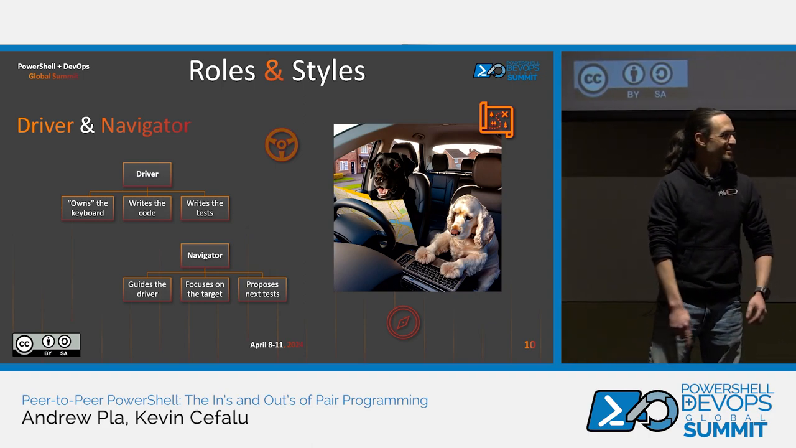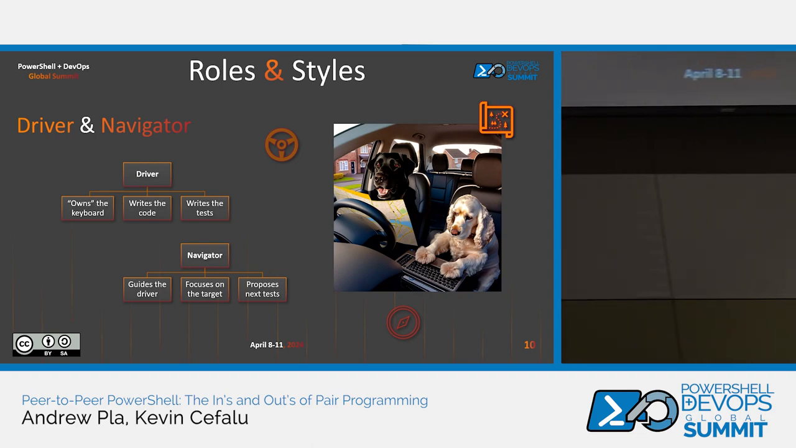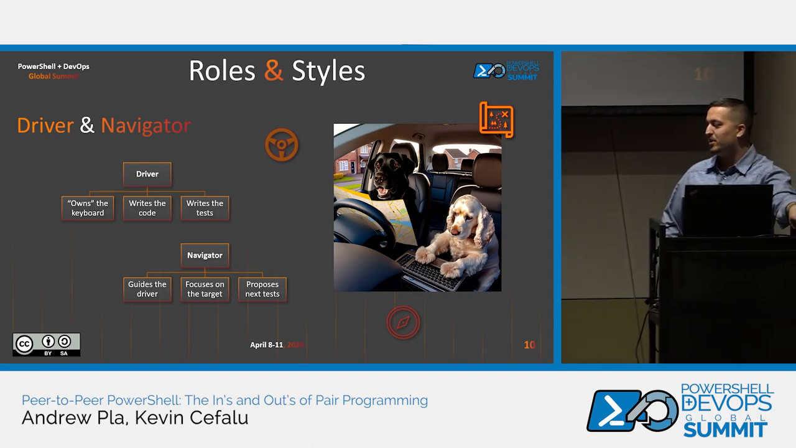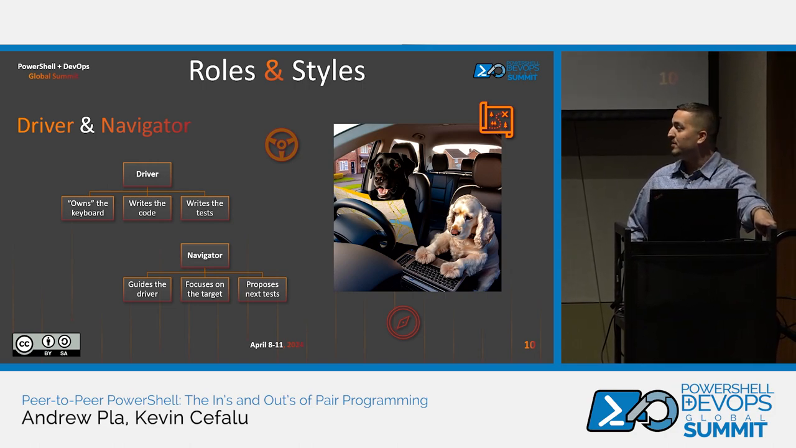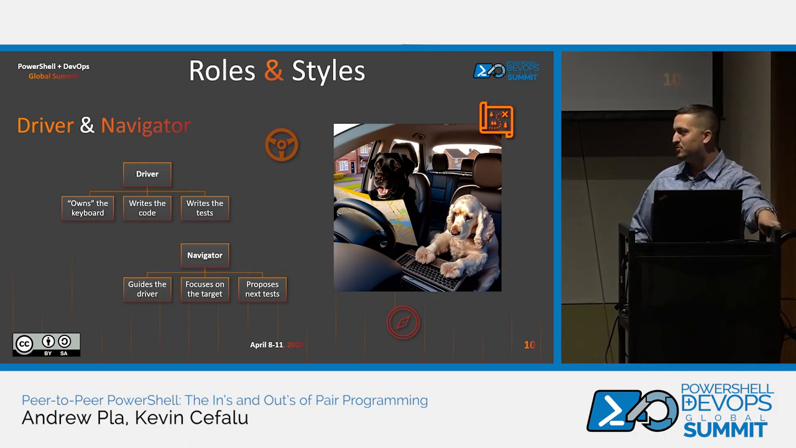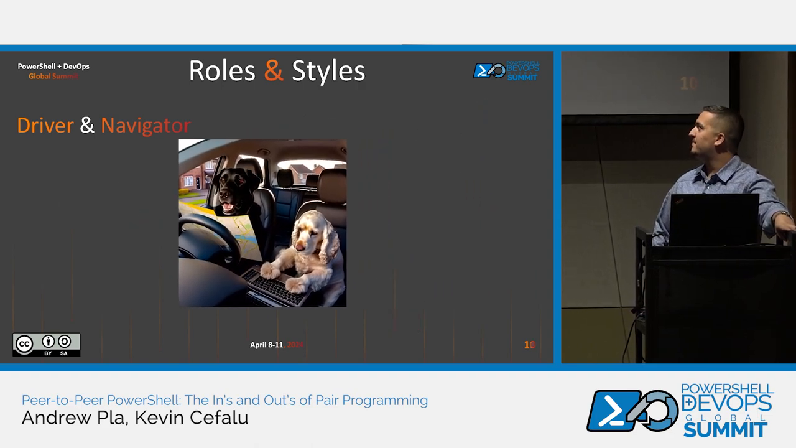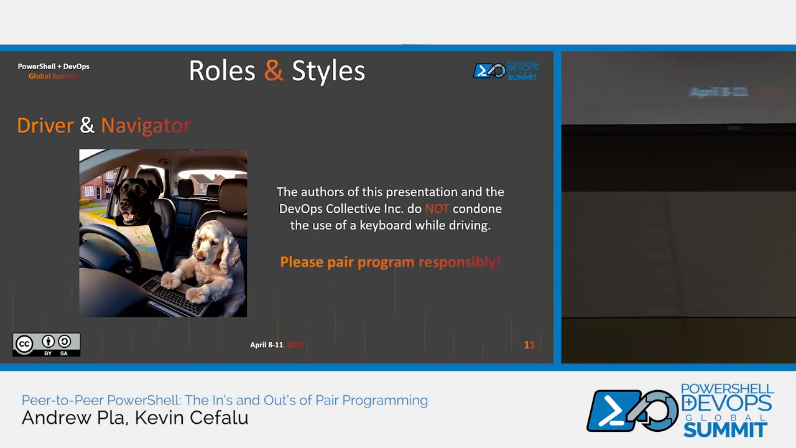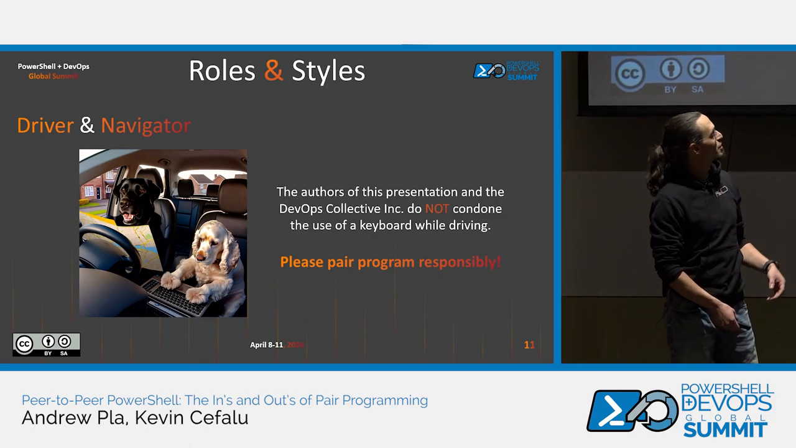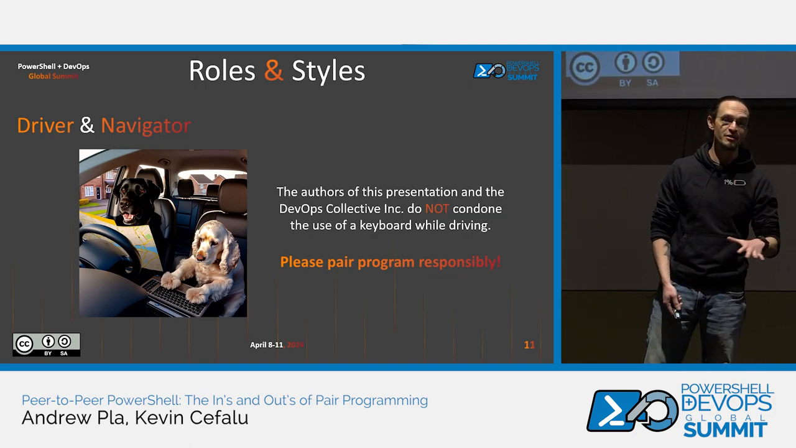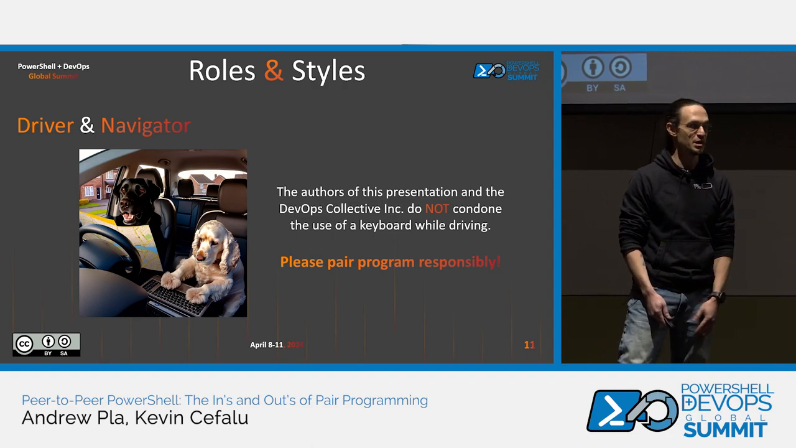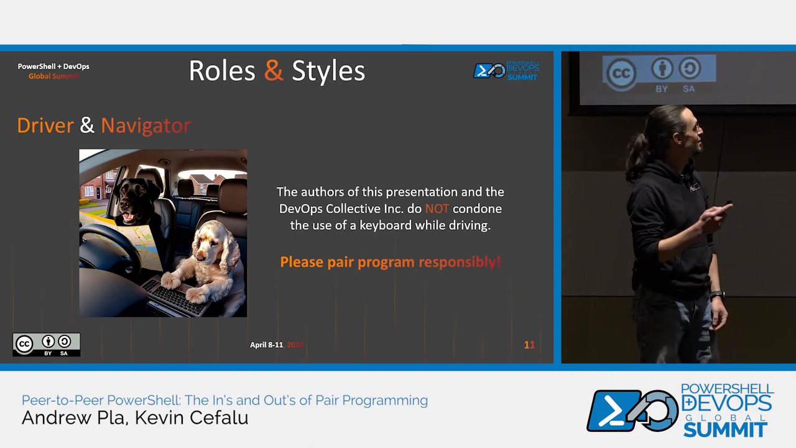One of the main ways I use pair programming, obviously to teach other people, but also if someone asks me for help on a task, I will often pair with them and use their navigation to help accomplish whatever task it is, because similar to you, a lot of roadblocks, a lot of stumbling things you can run into, having someone else there to keep you accountable and on track is super helpful. Agreed. And of course, the authors of this presentation, Andrew and myself, nor the DevOps Collective, do not condone driving while typing on a keyboard. Just thought we'd say that.